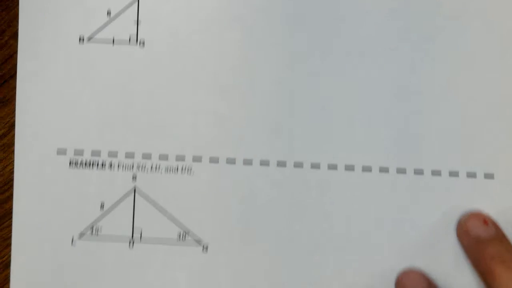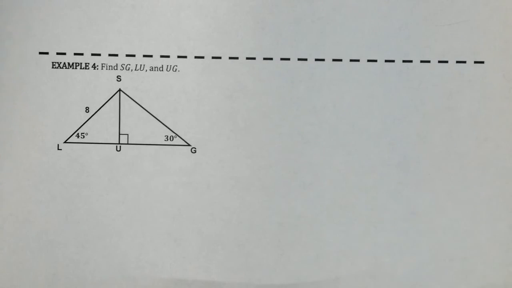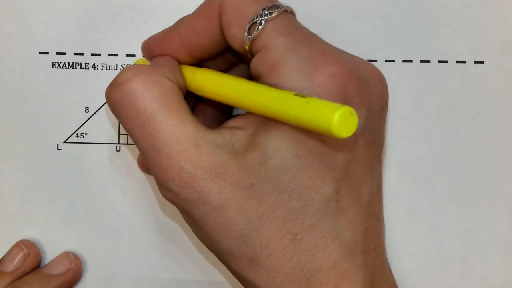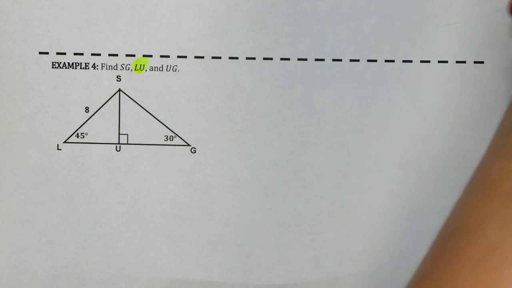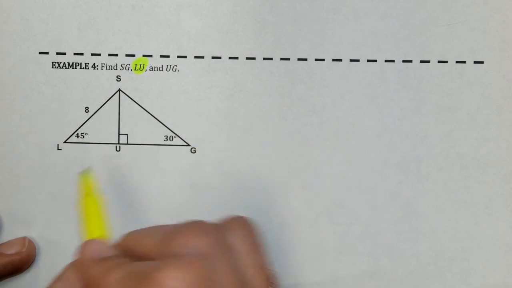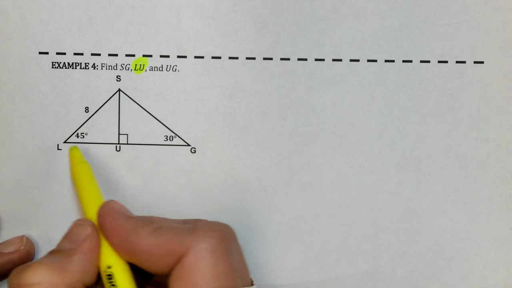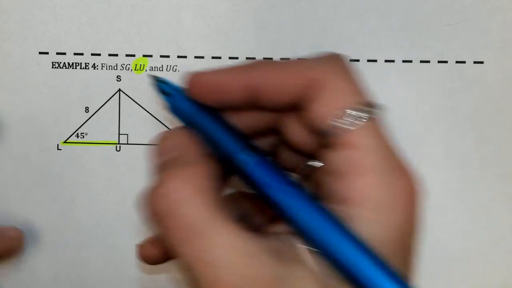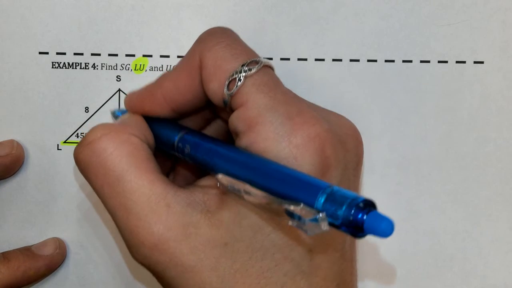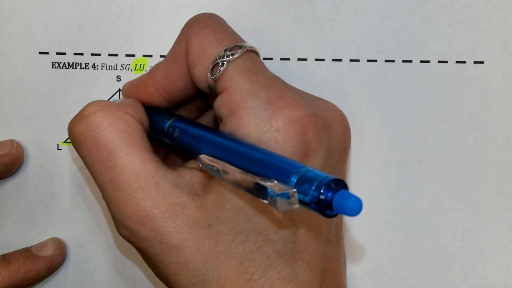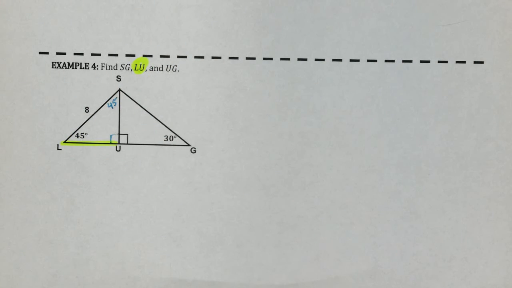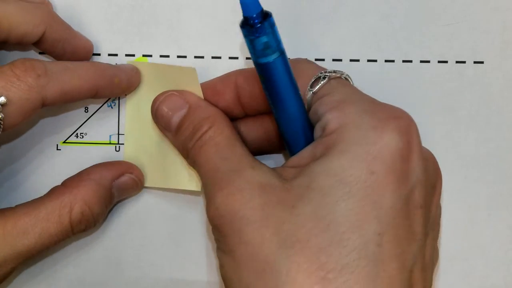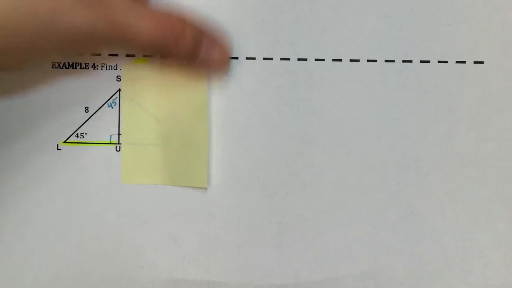Now, with the example 4, this is going to be a little different here, I want you to find the length of LU, okay? SG and UG, we are going to find as a warm-up in class because that's going to bring us on to our next lesson. So here again, just as a reminder, here's a 45, so that means here's a 90. This has to be 45 also. So you're only looking at the 45, 45, 90 triangle here. That is it. Okay, ignore the other dude. We'll talk about him later.